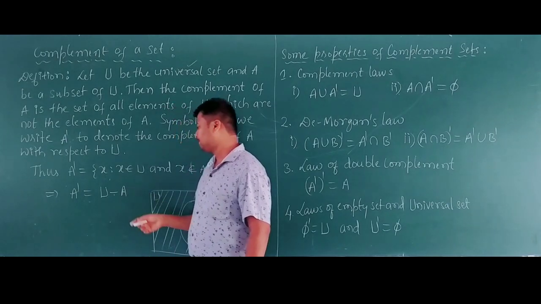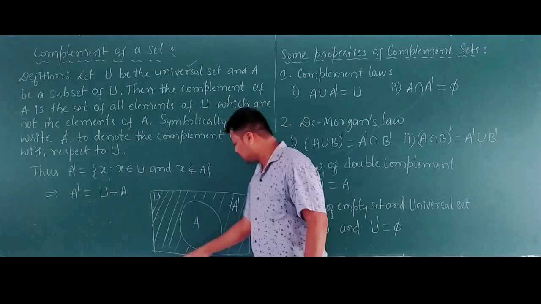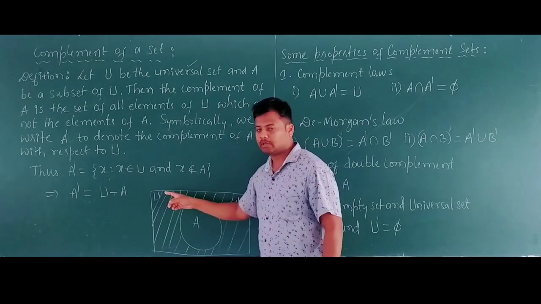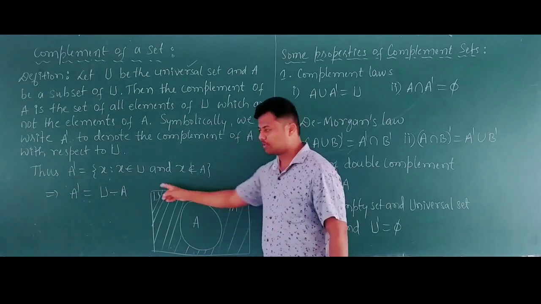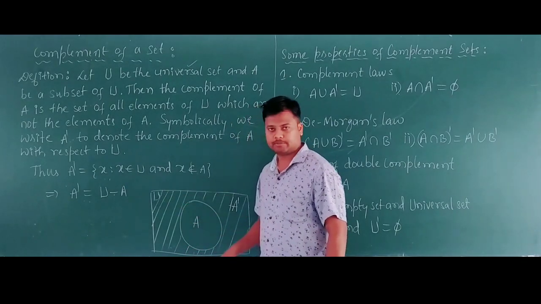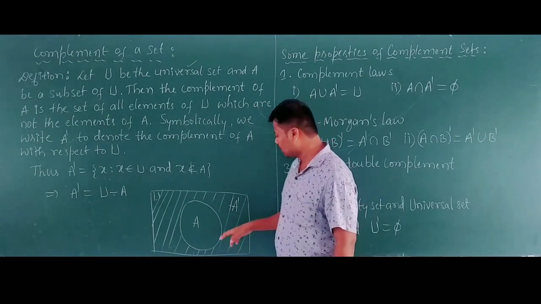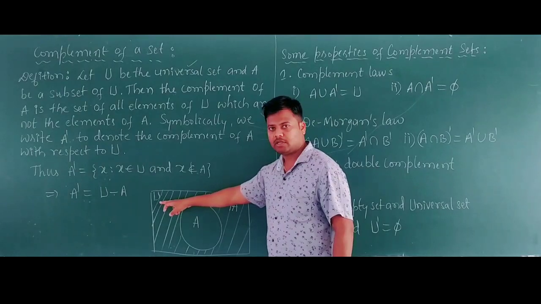Now we can represent this A dash, A complement, by Venn diagrams. Here the rectangle denotes the universal set, and circles denote subsets of the universal set. Note that here A is a subset of the universal set.